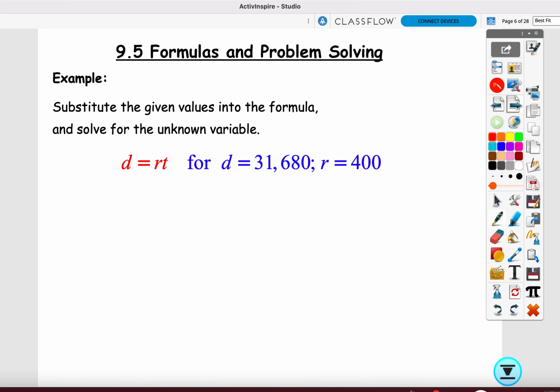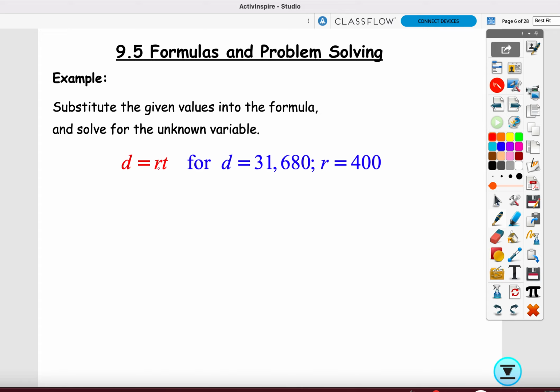We're done with the first lesson. We're on 9.5 now. Formulas is 9.5, formulas and problem solving. So pretty much in this lesson, you're going to be given a formula, different formulas in mathematics or science, and your job is to use these formulas with what they give you and find the missing one. So substitute the given values into the formula, solve for the unknown variable.